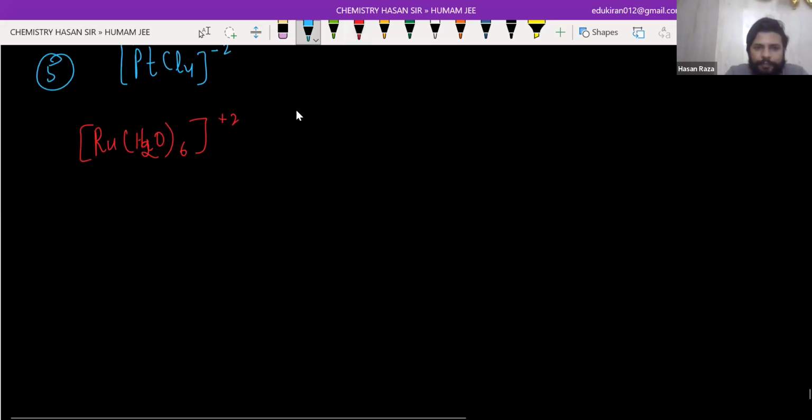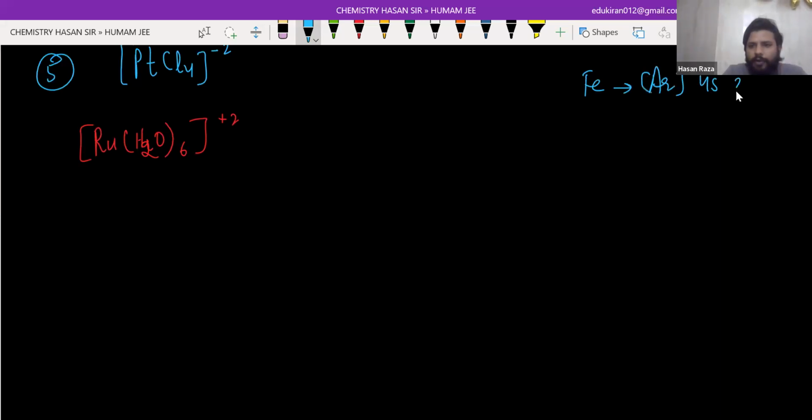Ruthenium. Okay. So ruthenium is just below iron. You know the configuration of iron. Iron is basically argon 4s2 3d6. This is the configuration of iron. Now what I need to do is very simple. Ruthenium is just below this, so it will have configuration argon.